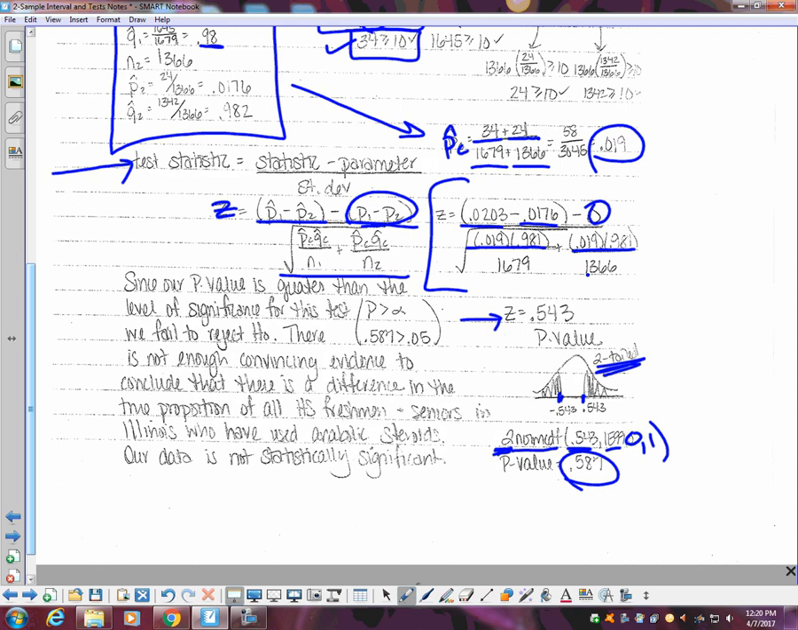So since our p-value is greater than the level of significance for this test, and then I put that in parentheses just to further clarify, we fail to reject H sub 0. There's not enough convincing evidence to conclude that there is a difference in the true proportion of all high school freshmen and seniors in Illinois who have used anabolic, I can't say that word, steroids. Our data is not statistically significant.